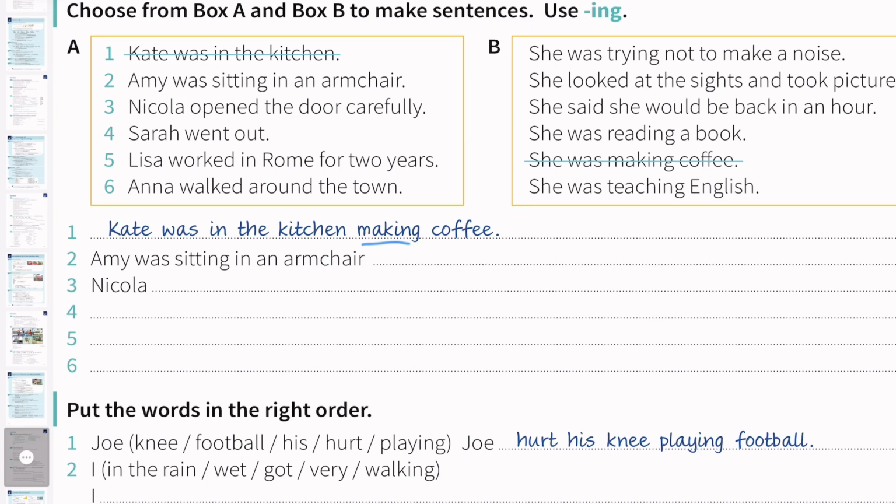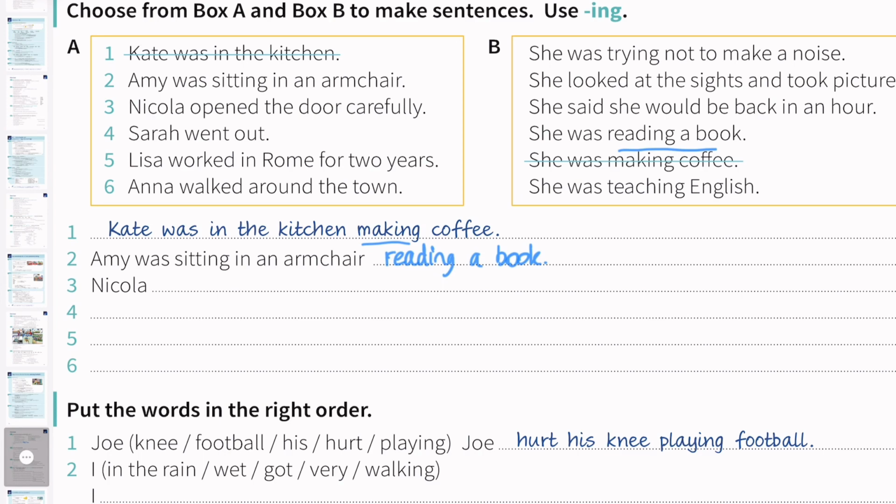So let's try question number 2. Amy was sitting in an armchair. What do you think we have to pick for Amy was sitting in an armchair? In box B, we have to choose reading a book. So it becomes reading a book. This is the ing clause for question number 2.